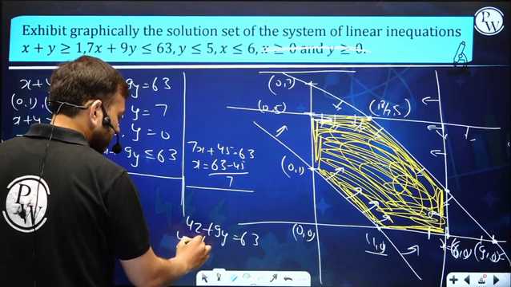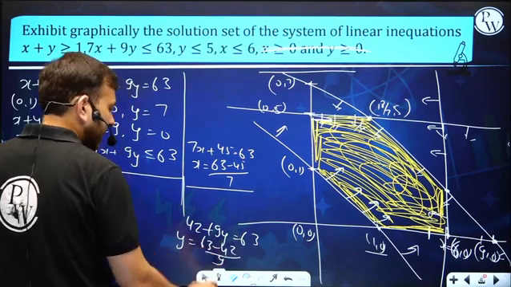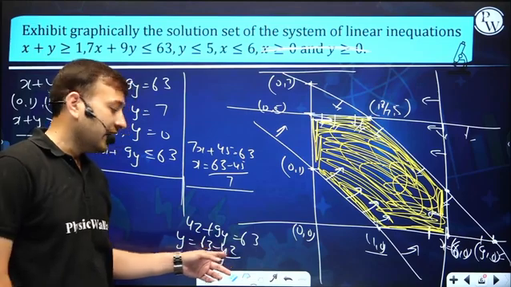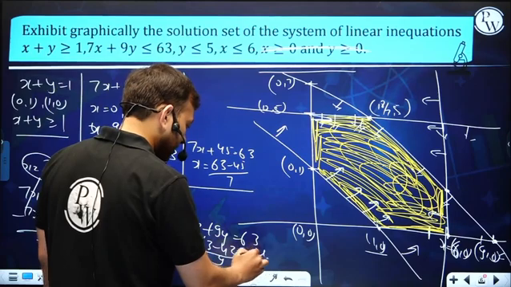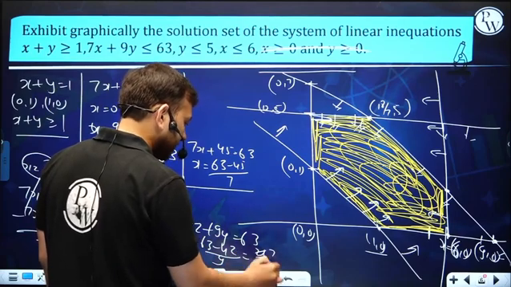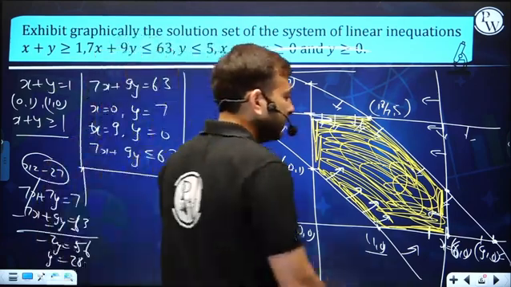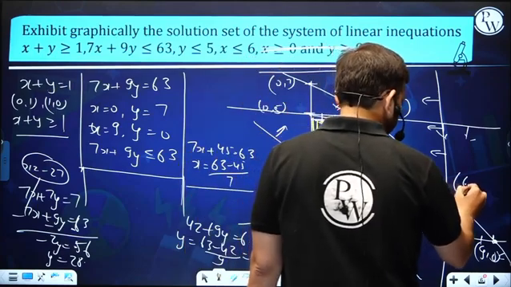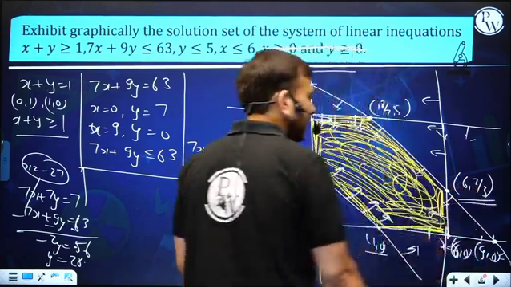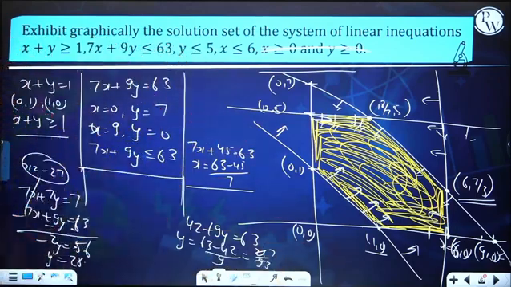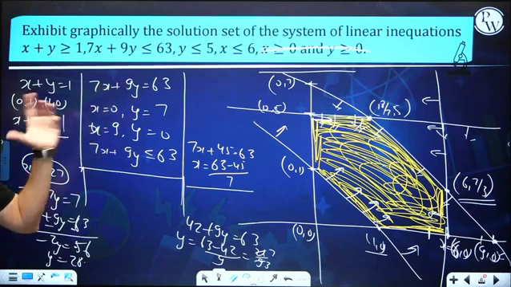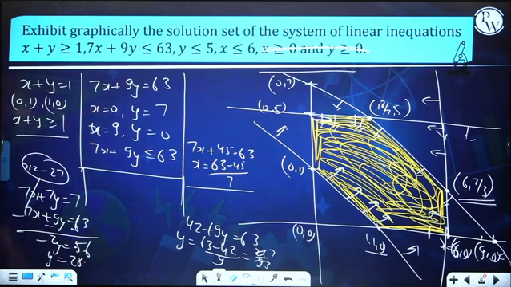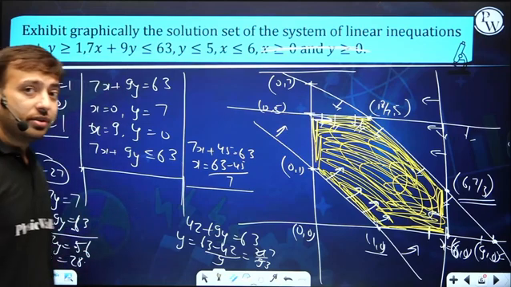So y equals 63 minus 42 by 9. Sir, 21 by 9. So that is 3 sevens are 21, so 7 by 3. Y will become 7 by 3. So 6 comma 7 by 3. Like this, this is now the complete solution. So in this way, sir, you need to solve a system of linear inequations.